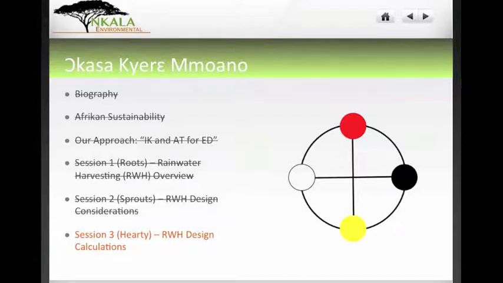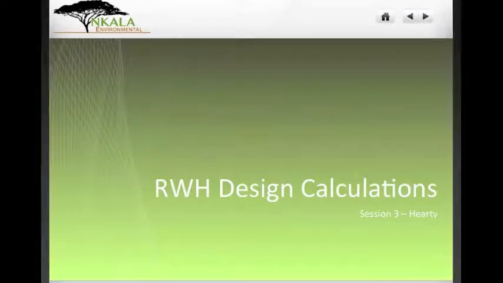Now we're moving into session three, which is the hardy session, in which we will get into some actual design calculations for a rainwater harvesting system. So let's get right into it. Rainwater harvesting design calculations.